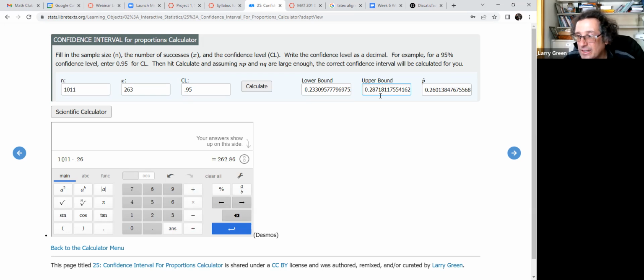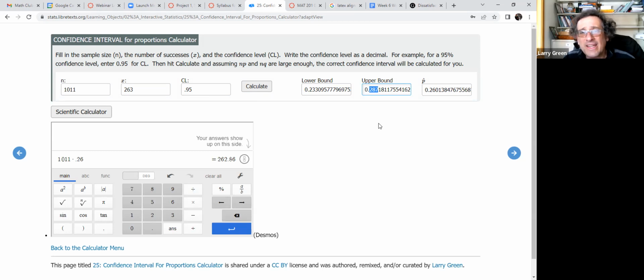Any questions on that? So we could say with 95% confidence, between 23% and 29% of all Americans are satisfied or happy with the United States abortion policy. Any questions on that?